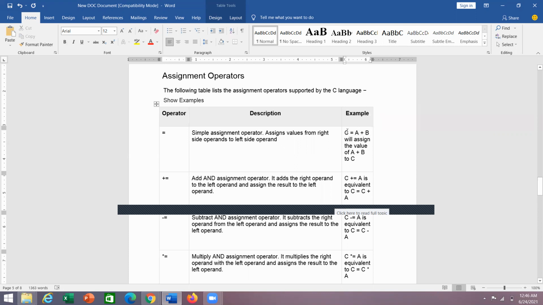So the right side value is assigned to the left side operand. So the value of a plus b is assigned to c. So the equals sign is the assignment operator. Are you okay, ma?